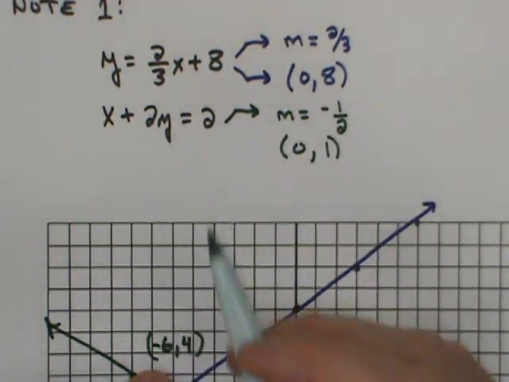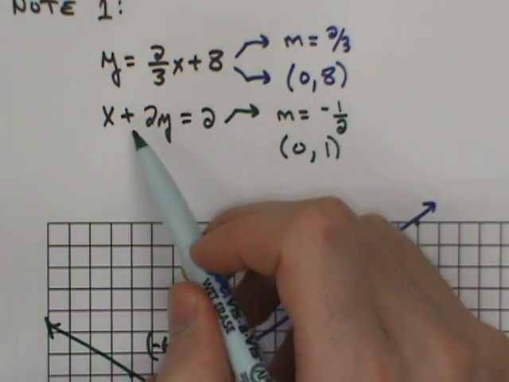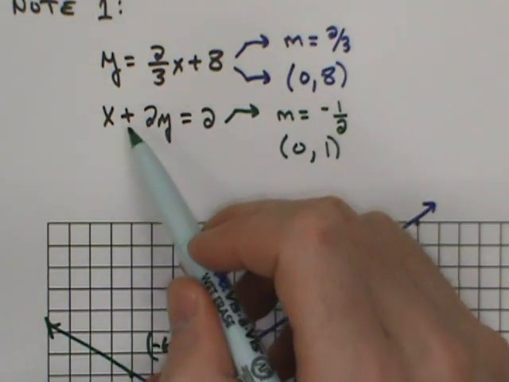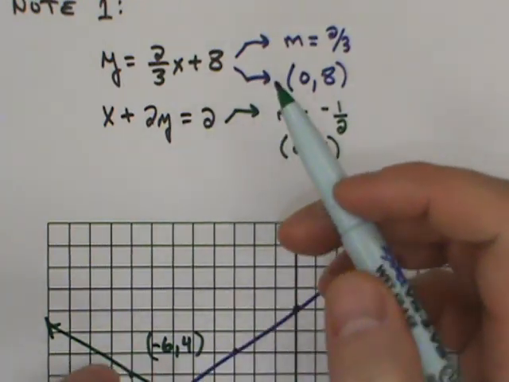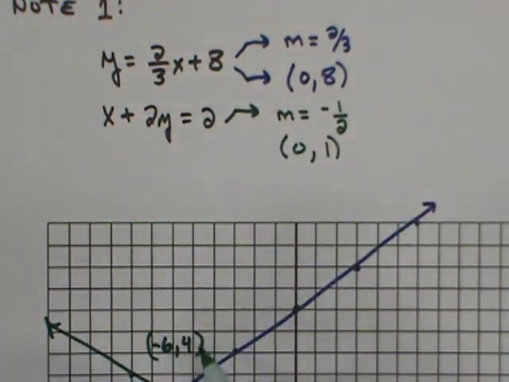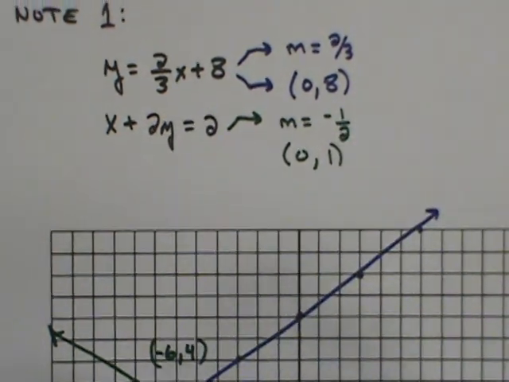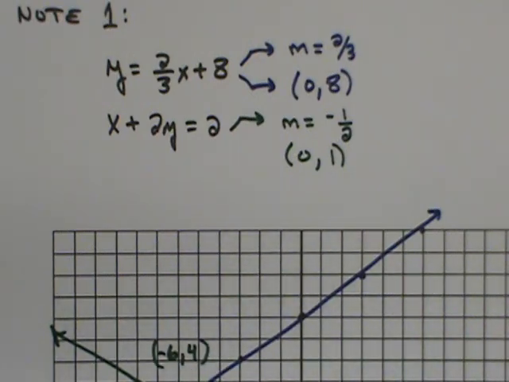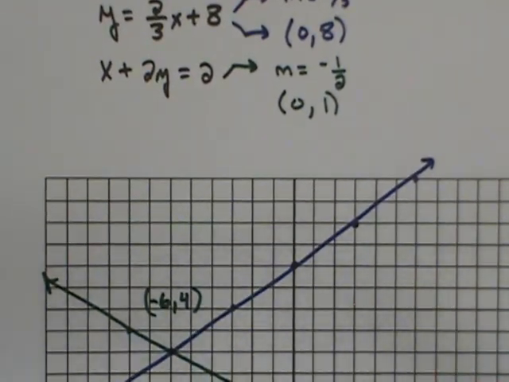If I plug that in for the second equation, negative 6 plus 2 times 4 would be negative 6 plus 8 equals 2. It's the only point that will solve both of those equations. That's what makes this point of intersection so special, and that's how you answer: what is the point of intersection?